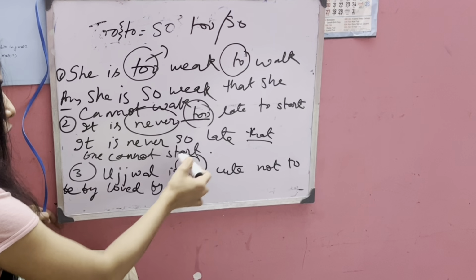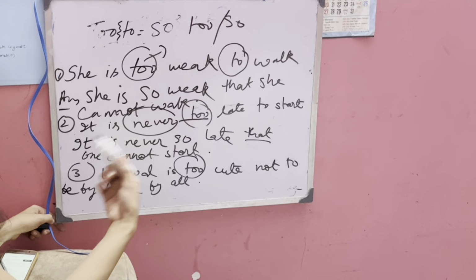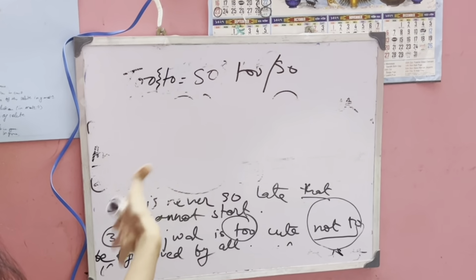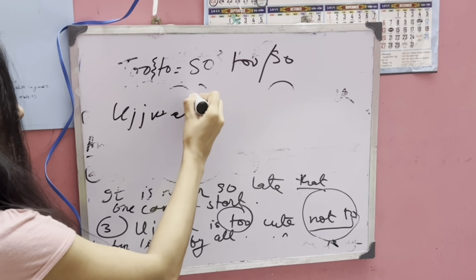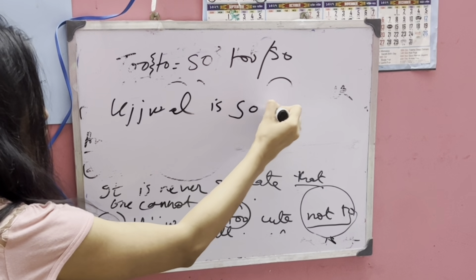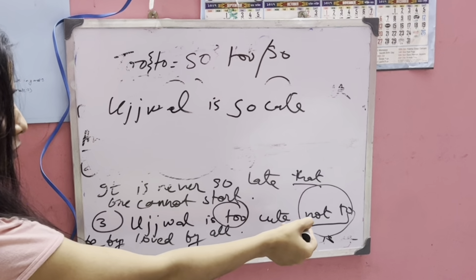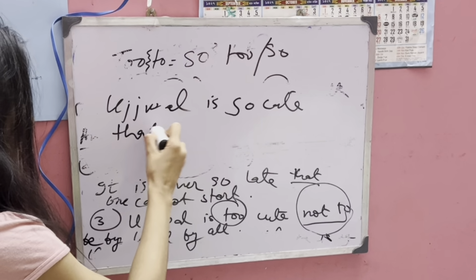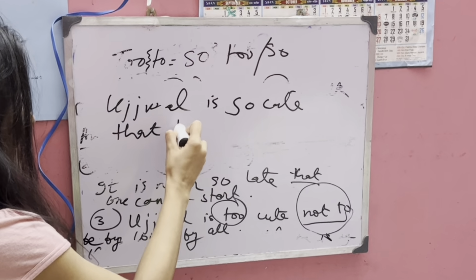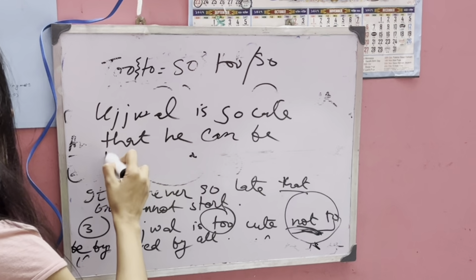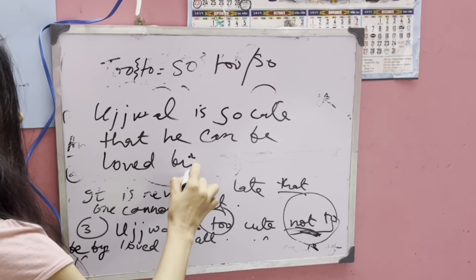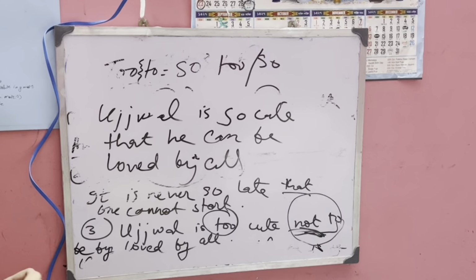So again, what are we going to do? You can pause it and try for yourself. Ujjwal is too cute not to be loved by all. So Ujjwal is so cute. Now this is negative, so we won't write cannot. Why can't we write cannot? Because this is a negative. So this time this won't be negative. Only can be loved by all. That's it. Okay.